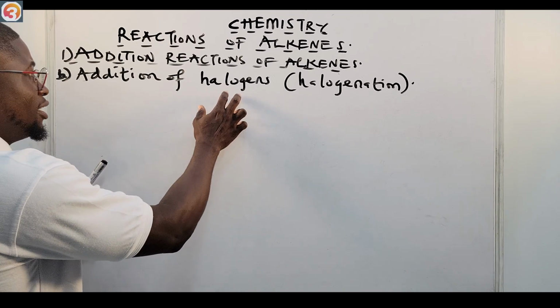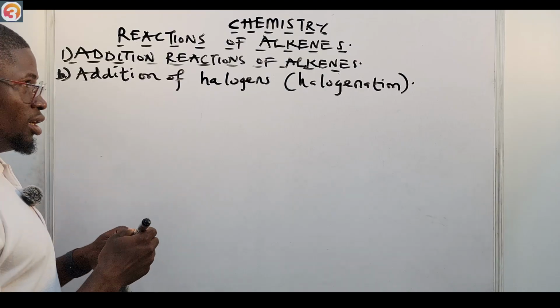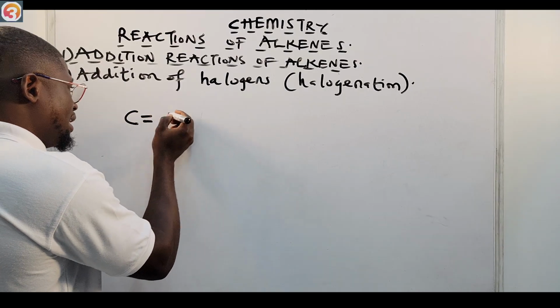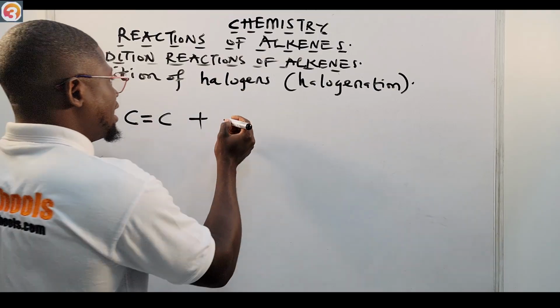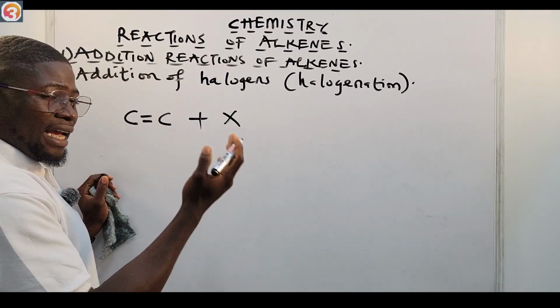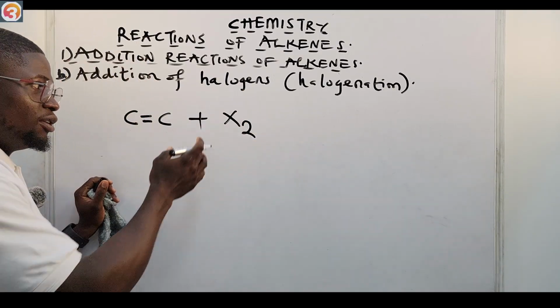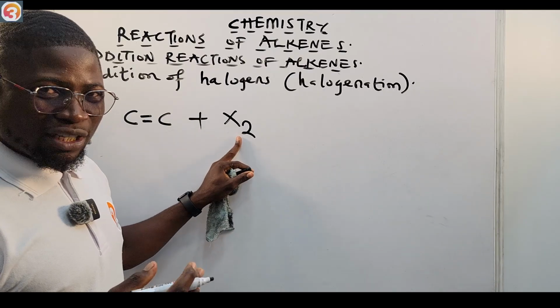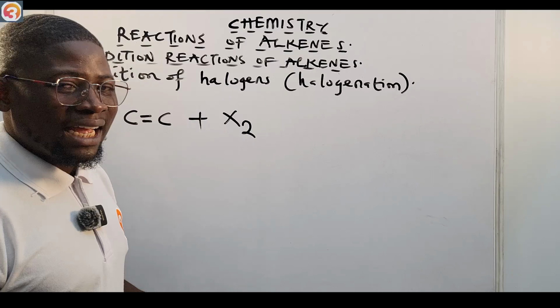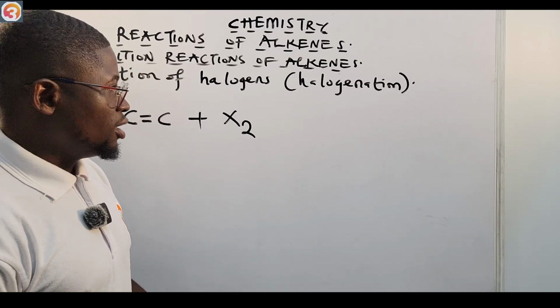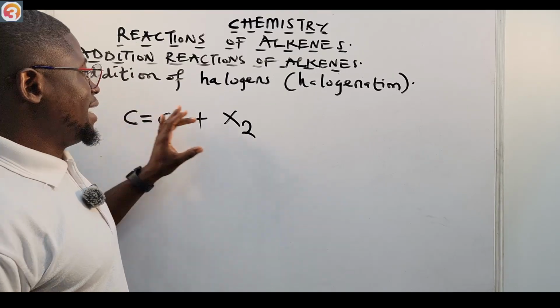Because this time it's not hydrogen but a halogen. So let us say we have an alkene like ethene reacting with a halogen. Let us say the halogen is X, and it will be diatomic, X2, because halogens are diatomic. Chlorine, bromine, iodine, they are all diatomic.